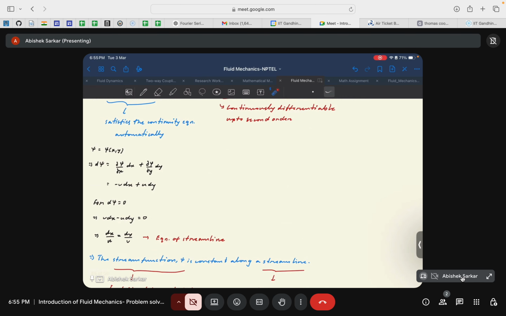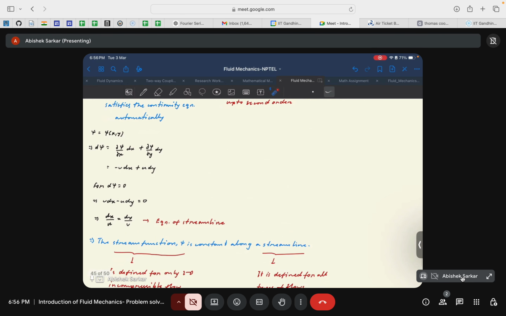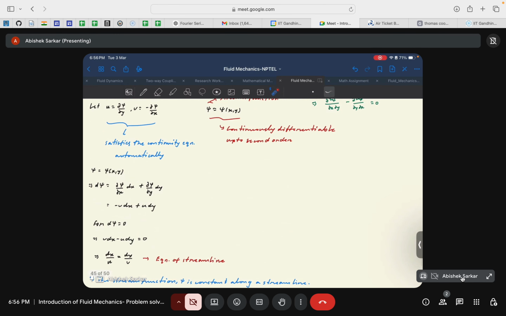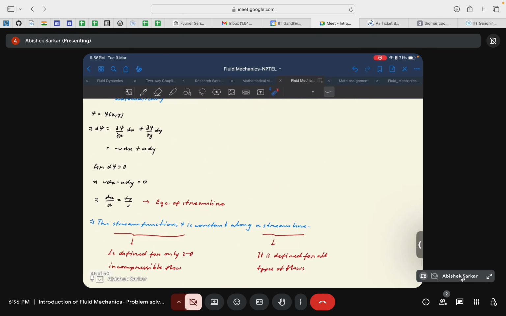So the complete derivative of ψ, that is dψ, can be represented as ∂ψ/∂x dx plus ∂ψ/∂y dy, which is again a very simple definition of finding complete derivatives from partial derivatives. Since we know that ∂ψ/∂x is minus v from this relation and ∂ψ/∂y is u, we replace it here, so we get dψ is minus v dx plus u dy.